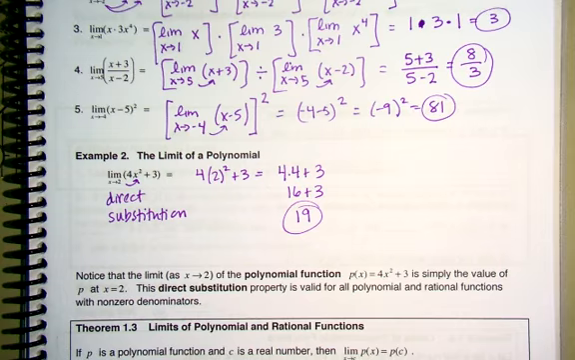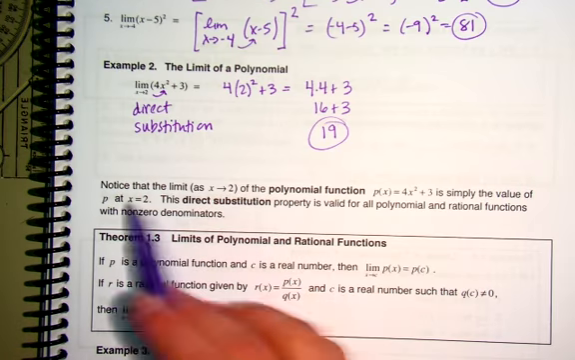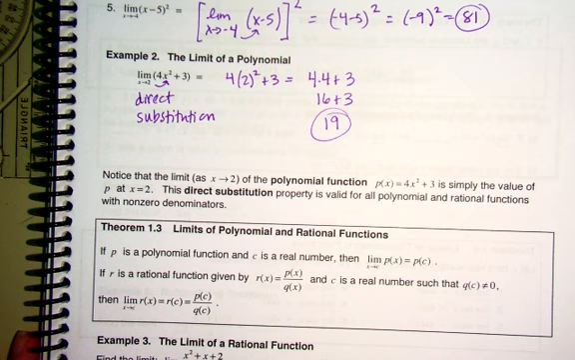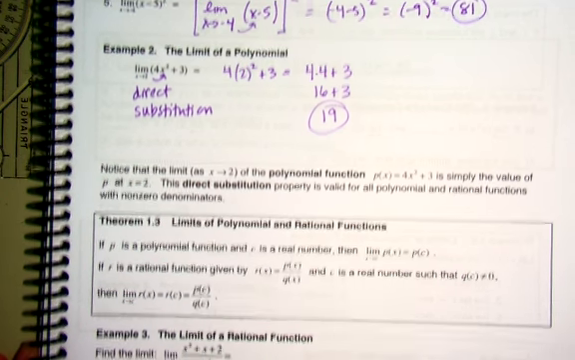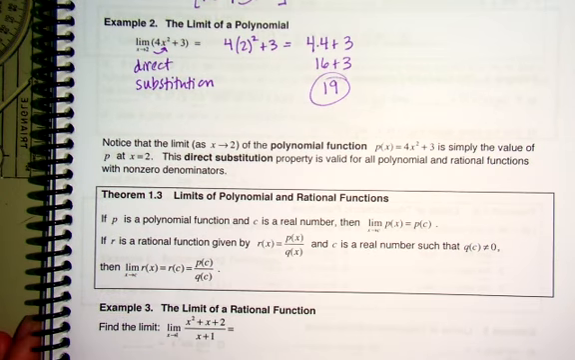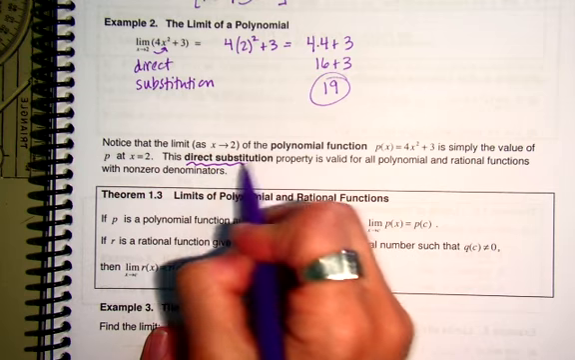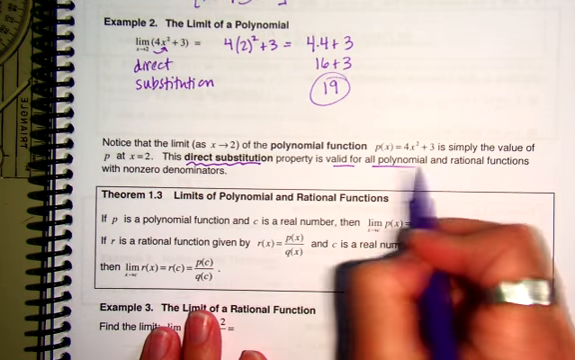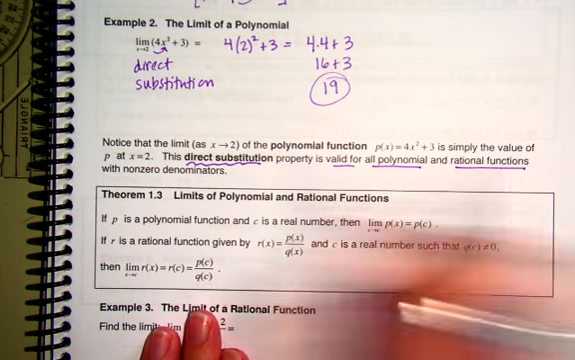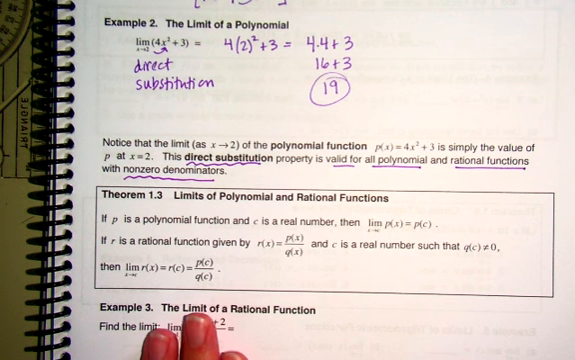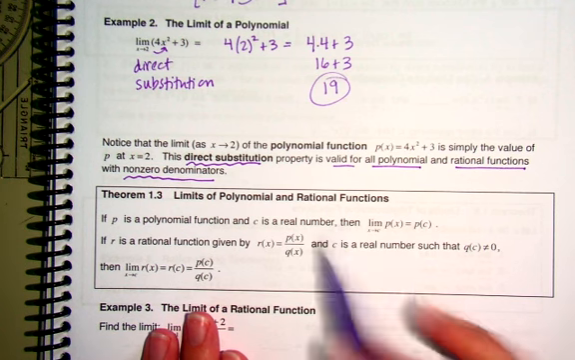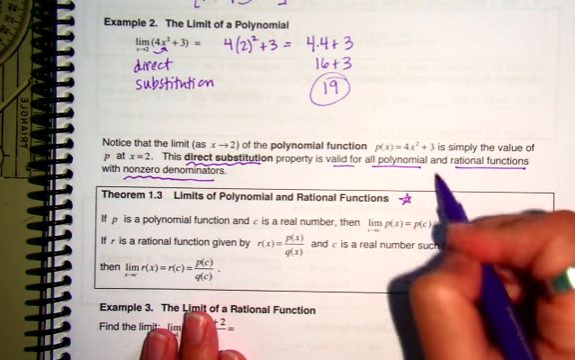So again, that's all that this is saying here. Notice that the limit as x approaches 2 of the polynomial function is simply the value of p at 2. This direct substitution property is valid for all polynomial and rational functions with non-zero denominators, okay? So that's going to work for any nice polynomial and any nice rational as long as the denominator doesn't equal 0. So that's all that it says in this chart down here.